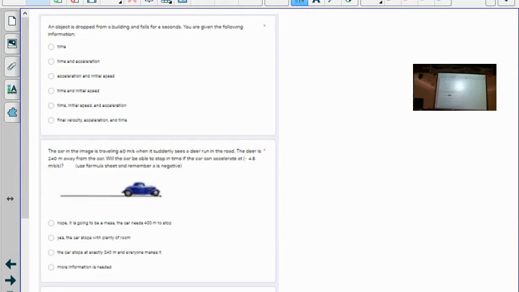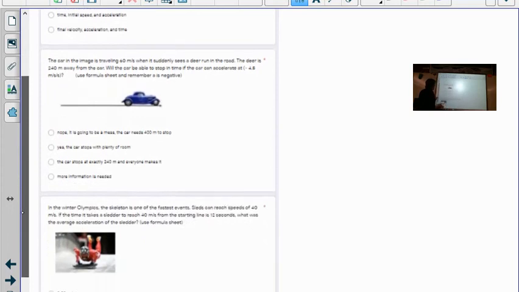An object dropped from a building, and I can't read that. Where is that one? An object is dropped from the building and falls for six. I just redid the same question again, sorry.